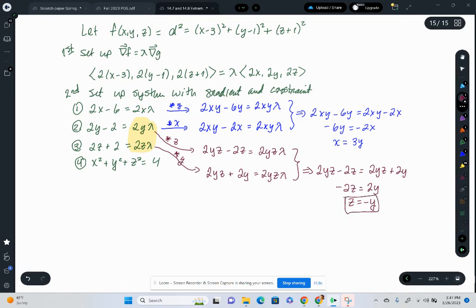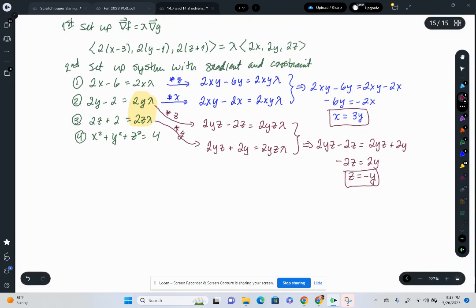So now what I have here, I have x in terms of y, I have z in terms of y, and then y is y. I could take all of these and sub into equation 4.